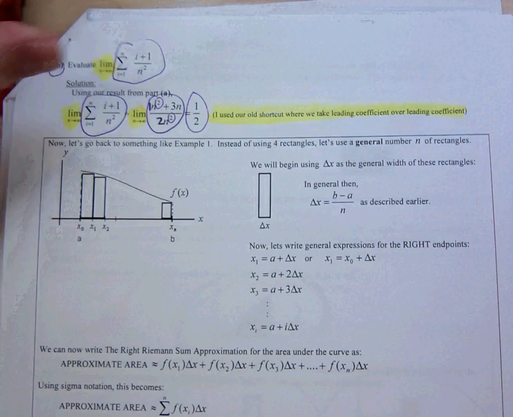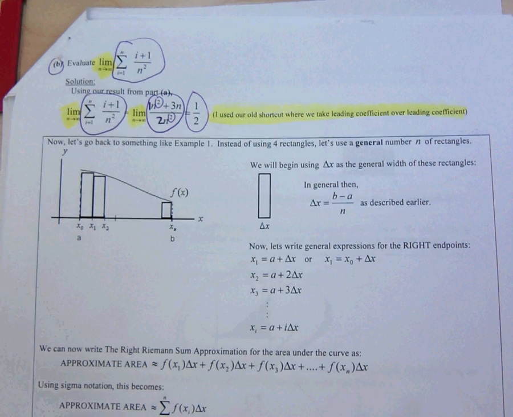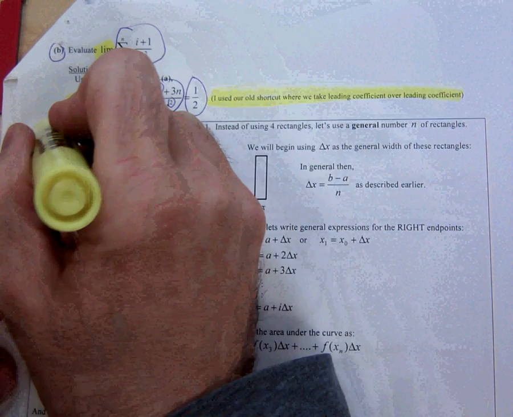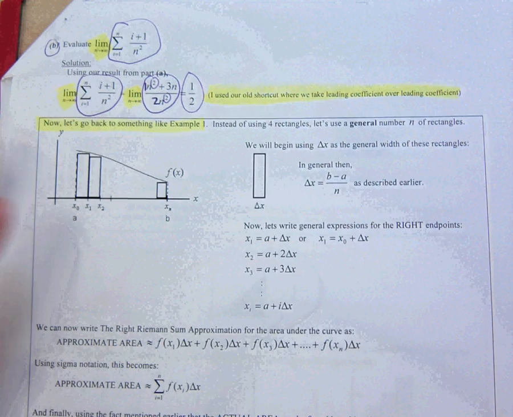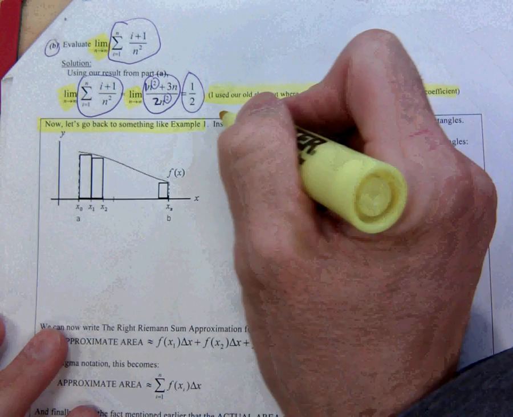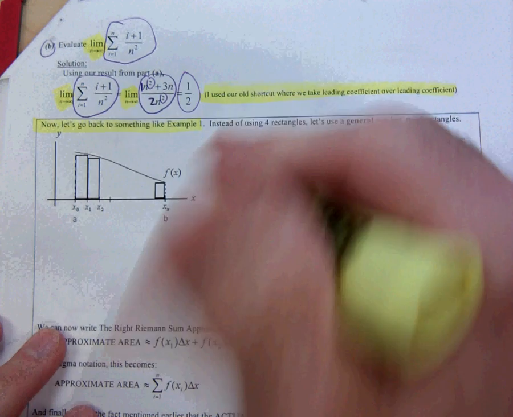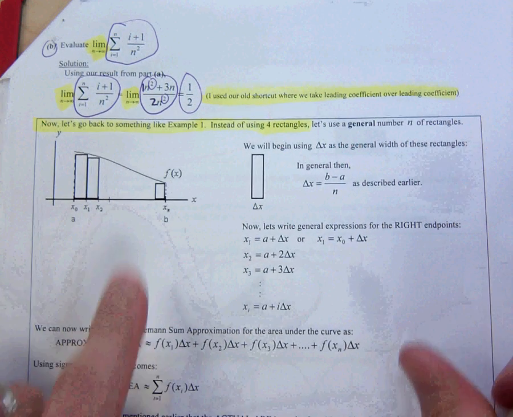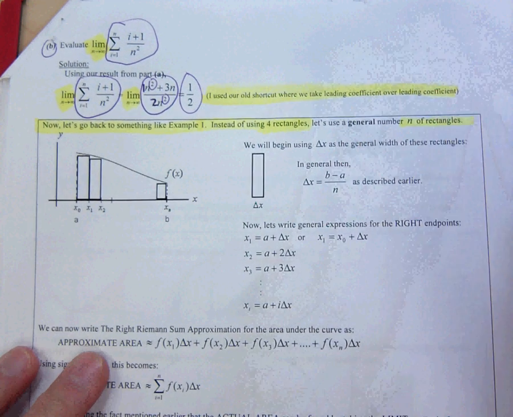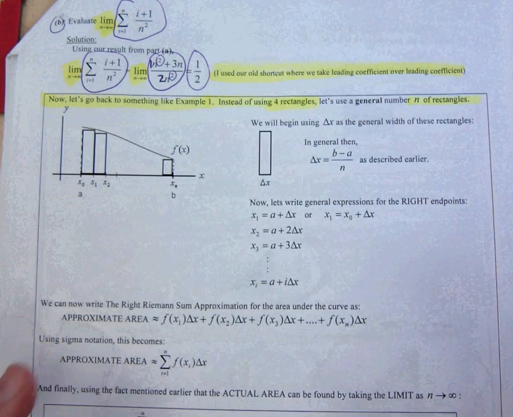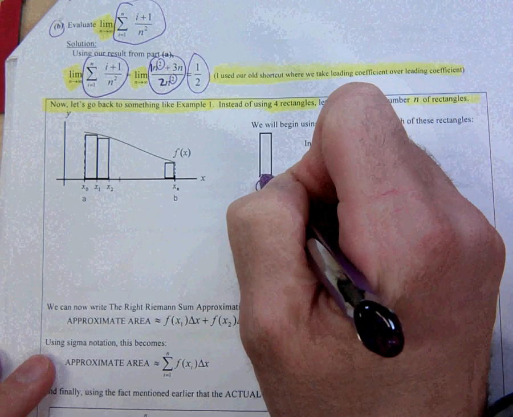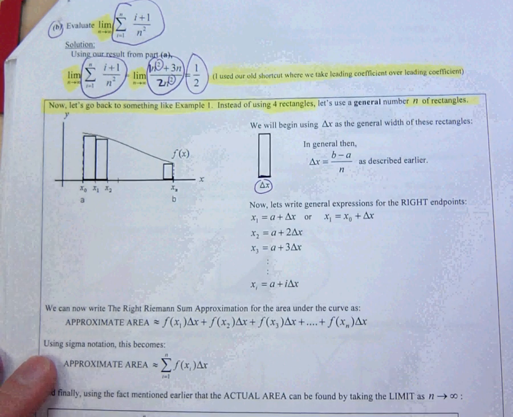All right, now I'm going to tie all this together. And so to do that, let's go back to something like example 1. Okay? So let's start generalizing. So instead of using 4 rectangles for the area under the curve, suppose I just use n rectangles. Okay? And by the way, get used to this delta x. We're going to typically use delta x for the width of these rectangles, okay?